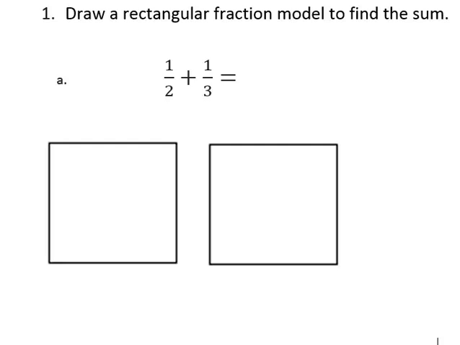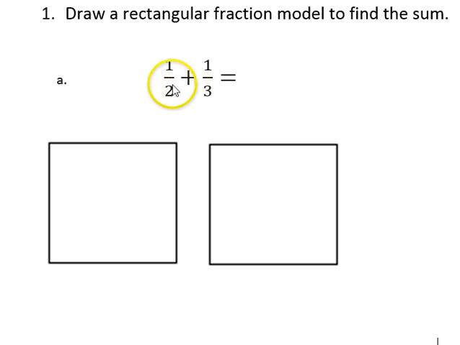This tutorial is for 5th grade, Module 3, Lesson 3. In this lesson, we're going to use the rectangular fraction model to help us add fractions that do not have like denominators. When I look at a problem such as 1/2 plus 1/3, in order to add them, I need to change each fraction into an equivalent fraction so that they both have the same denominator. We're going to find that common denominator by using the rectangular fraction model.